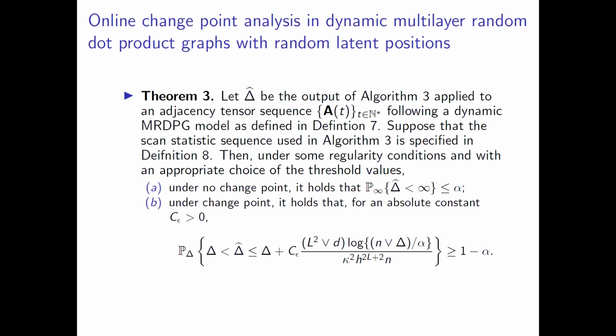Anyway, for this random latent position case, we can show that under some choices of tuning parameters, the probability that we raise a false alarm is less than or equal to alpha when there is no change point. But when there is a change point, the probability that we see an alarm between the change and the change plus this quantity is high. So we guarantee type 1 error control, and we will detect the change point within a reasonable amount of time. Reasonable meaning that this depends on n, the size of the change, and other parameters that are small. The number of layers is usually small, the dimension is usually small. This is a logarithmic factor in the numerator, and here we have n in the denominator. So if we have a lot of nodes, we can quickly detect the change point.